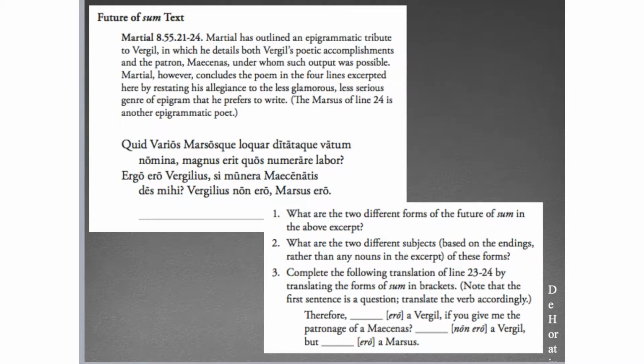All right, here's a look at the future. So there are two different forms of the future of sum in this text here. All right. So ero and erit. So two different subjects based on the endings. So ero with that O ending is going to be what? It's going to be that I ending. And then erit with that T ending is going to be what? That's going to be that he, she, it.